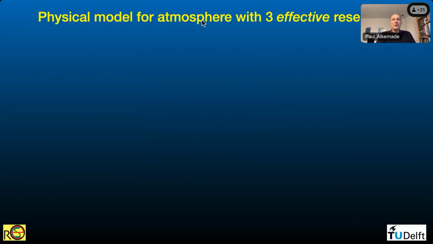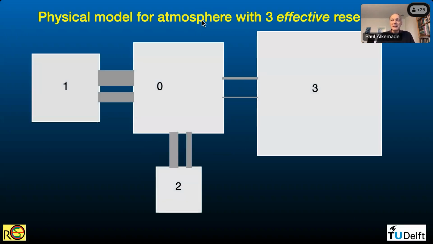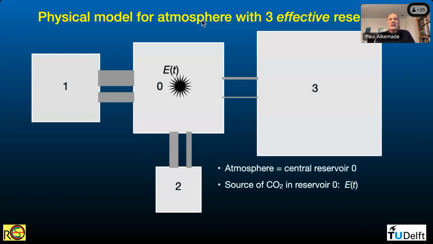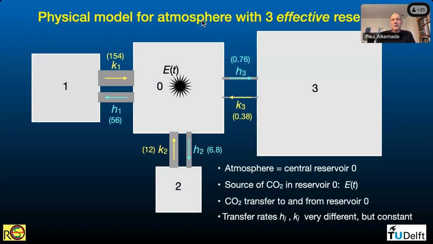The physical model for the atmosphere with 3 effective reservoirs. That's the starting point. At the center is the atmosphere, central reservoir 0. It has a source of CO2, emission E as a function of time t, and there's CO2 transfer to and from 0 to the side reservoirs. The transfer rates H, J, K, J, they are very different for the different reservoirs, but they are constant over time. Numbers are given here.